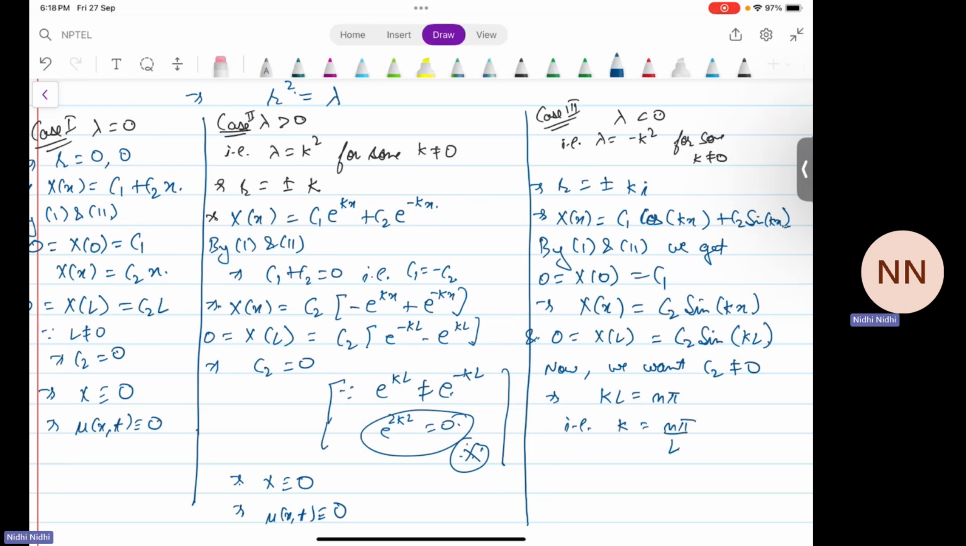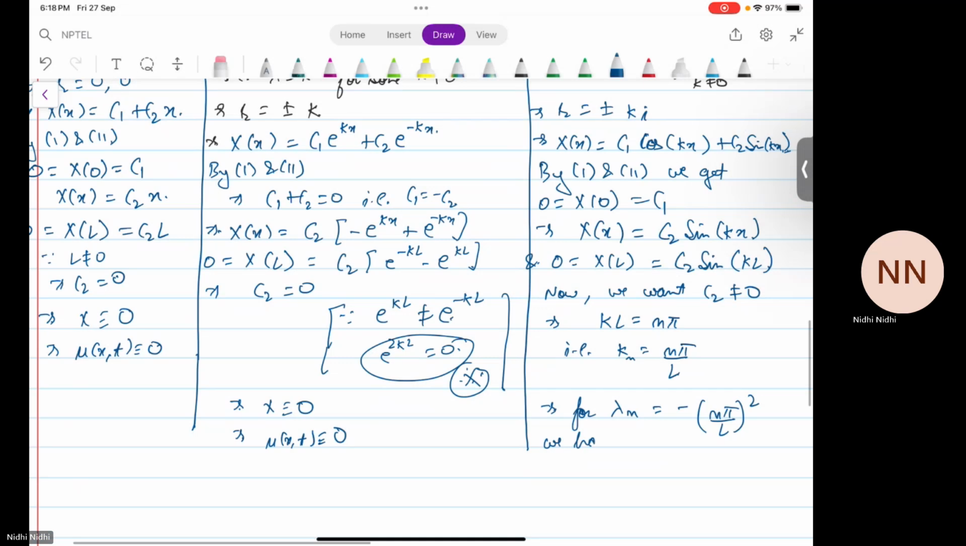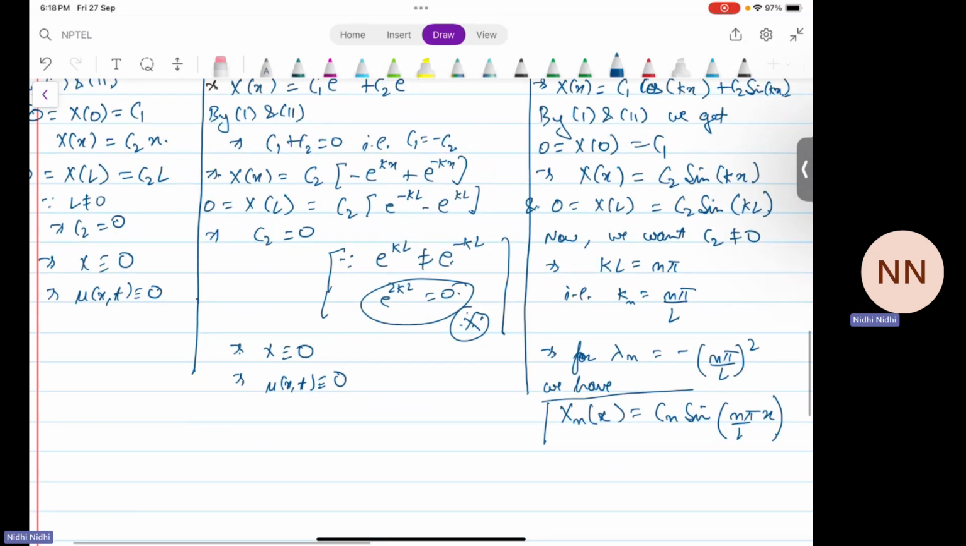Now since this is depending on the natural number n, we'll write it as k n. This implies for lambda n equal to minus n pi by L whole square, we have a non-trivial X n of x, which is equal to c n sin n pi by L x. Now we have got X. Now we'll find T.